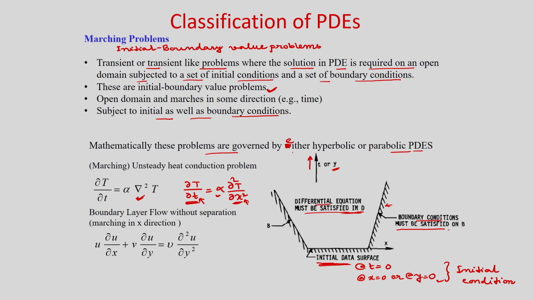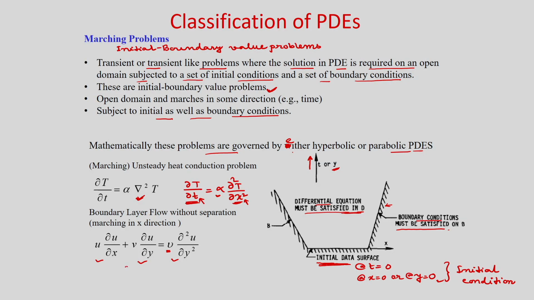Similarly, for tangent-like problems, we have one example, that is the boundary layer equation. You can write the boundary layer equation as u del u by del x plus v del u by del y is equal to nu del 2 u by del y square, where nu is your kinematic viscosity. This boundary layer equation is also parabolic in nature. Mathematically, you need to march this equation in the direction x. So, in here x is the marching direction.